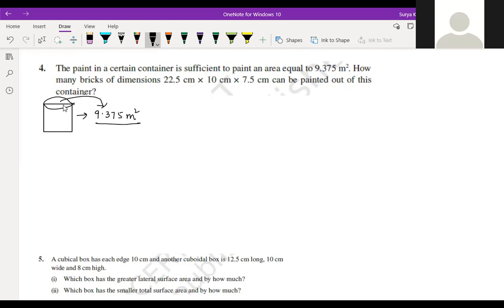So how many bricks of dimension, this is given. Brick dimension, I'm writing here. Brick dimension is equal to length 22.5 centimeter, breadth is equal to 10 centimeter, and height is equal to 7.5 centimeter. This is your brick dimension. How many can be painted out of this container?